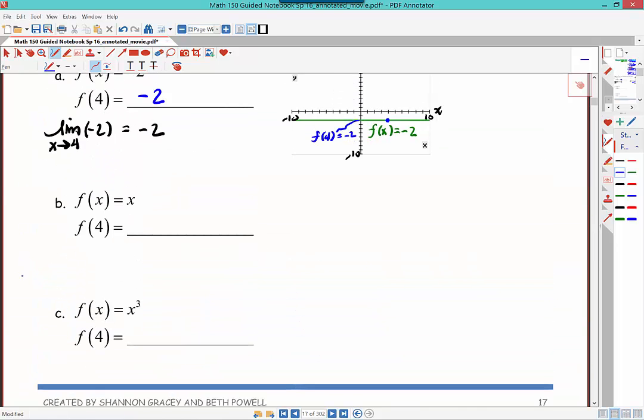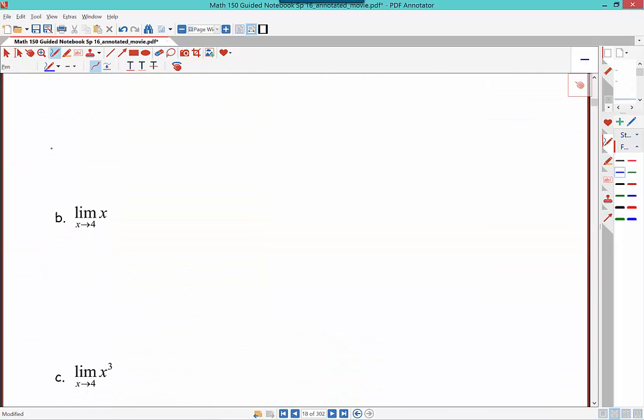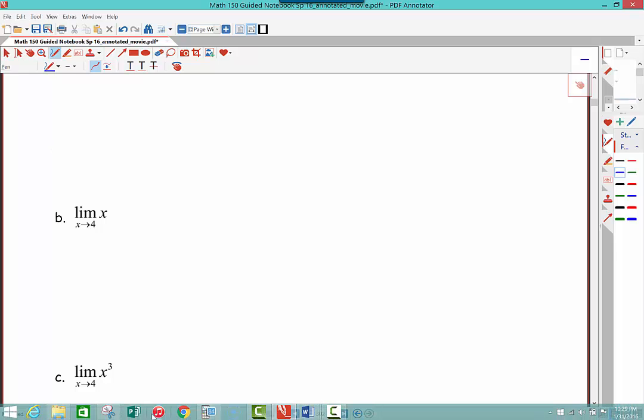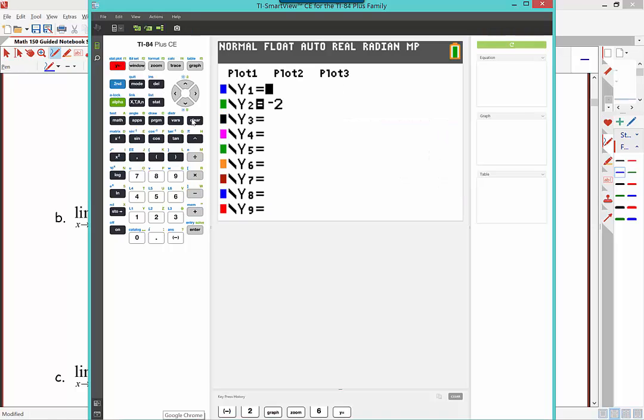next up, if we have f of x is equal to x, what is f at 4 going to be? Perfect. You just plug in 4 wherever you see an x, so you're just going to get 4, right? And then why don't we go ahead and do that limit stuff down here? Let's find the limit with our graphing calculator and make a picture. So now we'll clear this one out and change our graph to f of x is x.